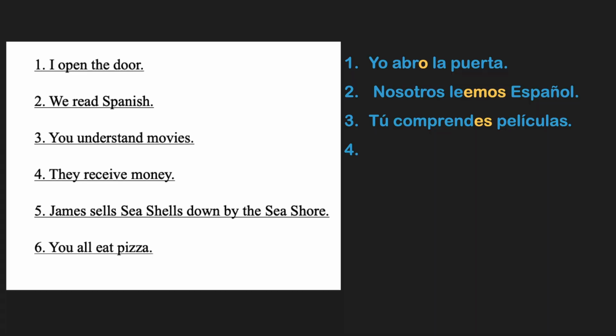All right, moving on. Number 4. They receive money. Okay, interesting. They receive. Let's look for they. What would that be? Ellos. Well done. All right, now we need to apply receive to ellos.